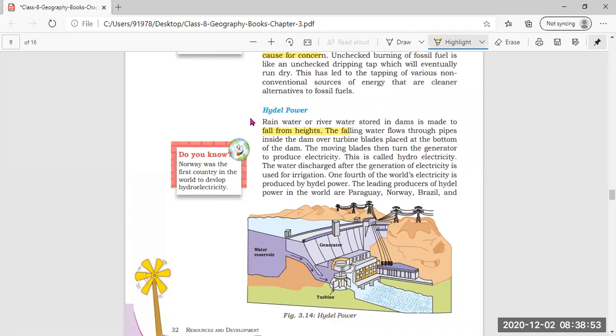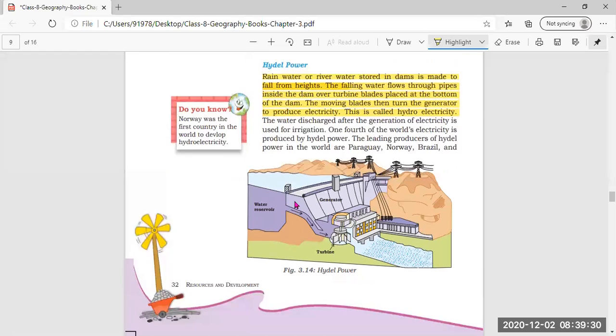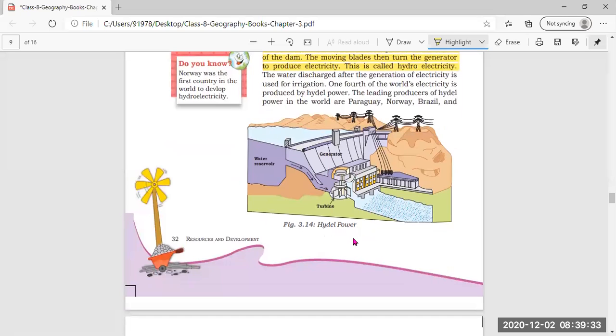So hydroelectricity means electricity produced from water. How is it produced? It is produced when rainwater or river water stored in dams is made to fall from heights. When the water falls from a great height, it flows through the pipes inside the dam over the turbine blades present at the bottom of the dam, and the moving blades turn the generator to produce electricity, which is called hydroelectricity. This is the way hydel power is used.